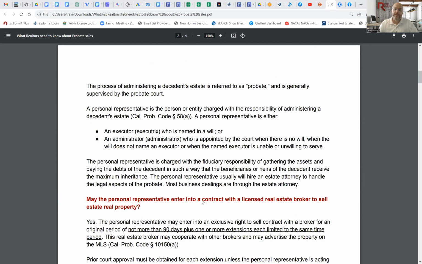A personal representative is a person or entity charged with the responsibility of administering a descendant's estate. A personal representative is either an executor or executrix, I'm sure you may have heard that term if you're getting licensed, who is named in a will, or an administrator or administratrix who is appointed by the court when there is no will, when the will does not name an executor, or when the named executor is unable or unwilling to serve.